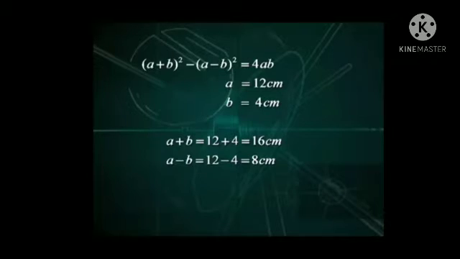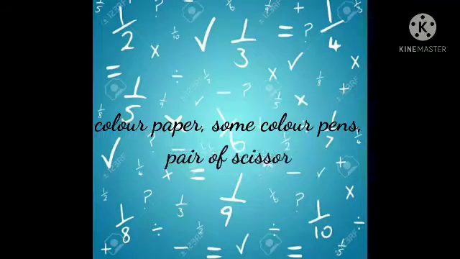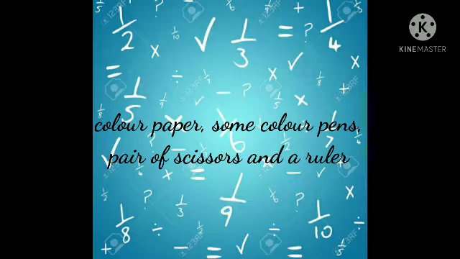First of all, we will assume certain values. Let a be 12 centimeters and b be 4 centimeters. So a + b will be 16 centimeters and a − b will be 8 centimeters. Now, materials used for this activity are color paper, some color pens, a pair of scissors, and a ruler.